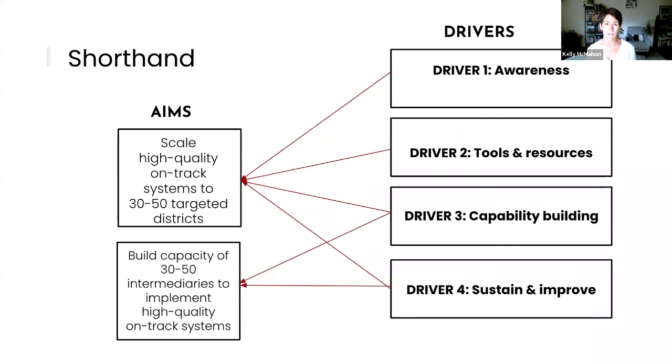We often refer to these through shorthand. So you may hear people talk in terms of driver 1, driver 2, driver 3, and driver 4. And what we mean by those drivers is that, again, driver 1 is about building awareness of what we mean by high quality systems. Driver 2 is developing tools and resources to support the implementation. Driver 3 is building the capability work. And driver 4 is, again, building that infrastructure to sustain and improve this work over time so that we're continuously improving as we go.